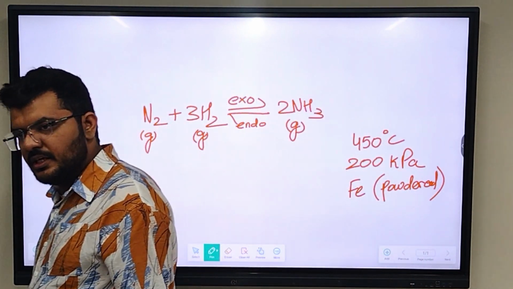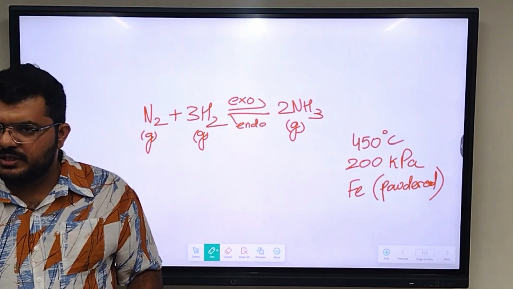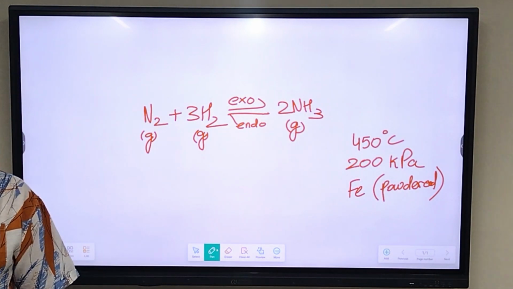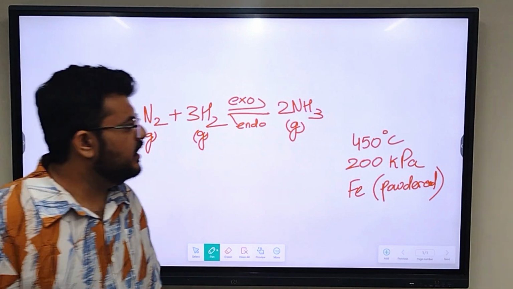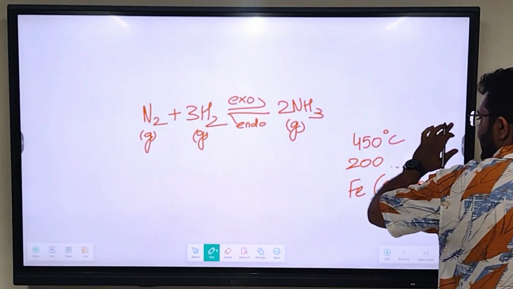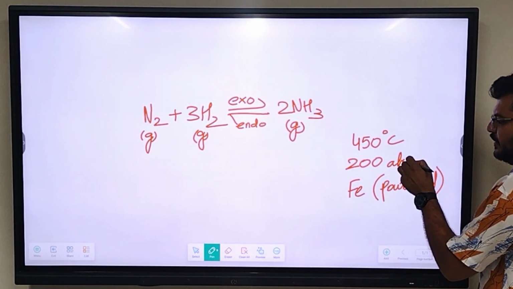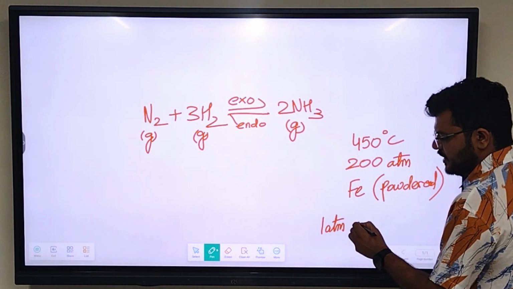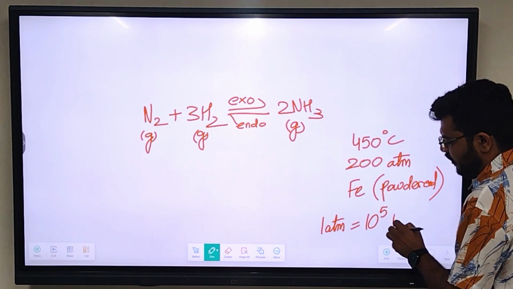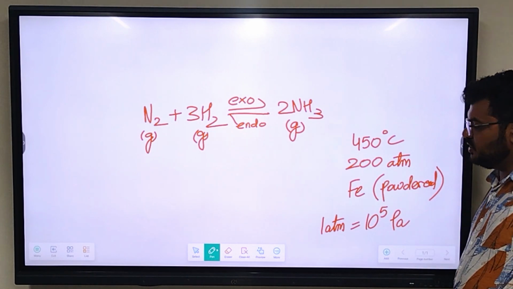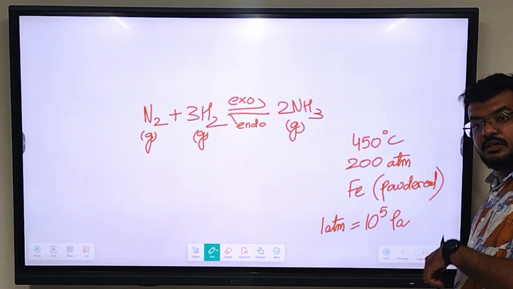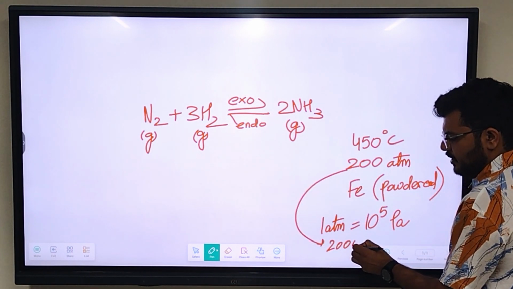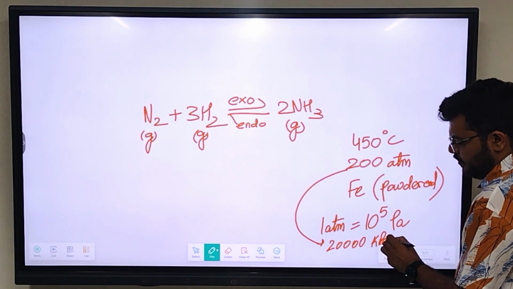First question, can you deduce why do you require such high temperature? 200 not kilopascal, I think 200 atmospheres of pressure is required. 1 atmosphere of pressure is actually equal to 10 to the power 5 pascal. So this is actually 20,000 kilopascal. If I convert this to kilopascal, it is 20,000 kilopascal.